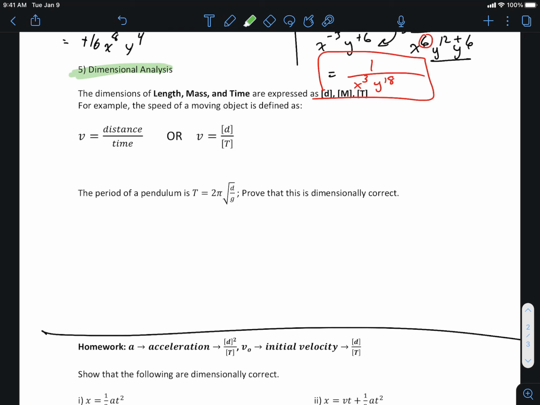Where we take something and we look at the dimensions that it's going to have. Dimensions basically means, what are the units something's going to have. And so typically, we saw this morning, velocity or speed was distance divided by time. And so its dimensions would be the distance and time.